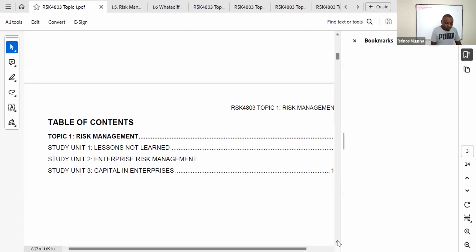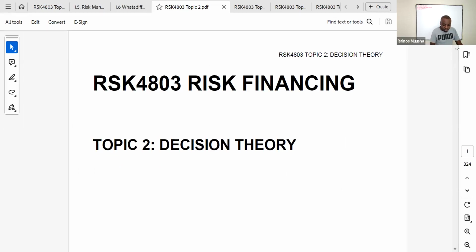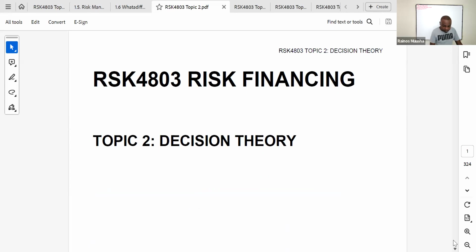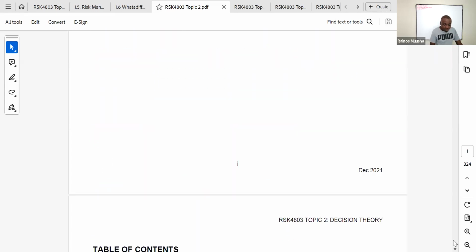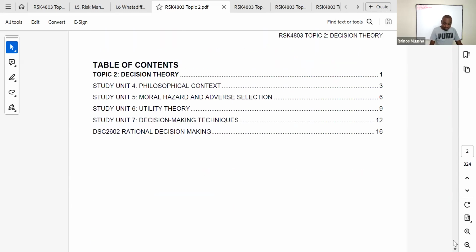All right, so that is topic number one. Topic two, we are going to be looking at study unit 4 to 7. So we're going to be looking at study unit 4 to 7. So study unit 4 looks at the philosophical context when it comes to risk financing.